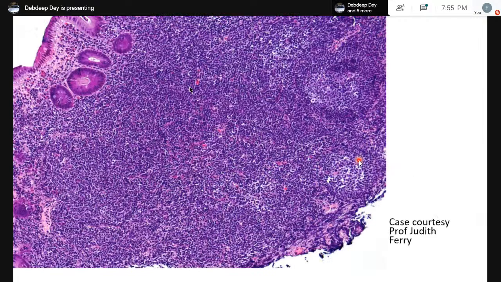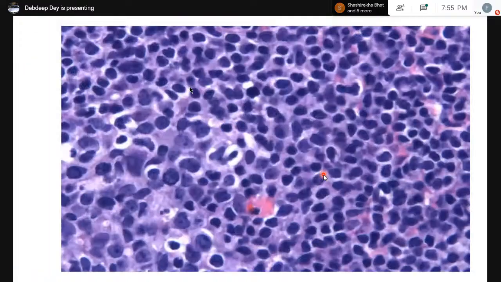So this is a case in the GI tract. I thank Professor Judith Ferry of Mass General Hospital for the slides. So these are the classical reactive follicles here, and then there is this monotonous population of cells which on high power shows irregular nuclei with inconspicuous or variably conspicuous nucleoli.